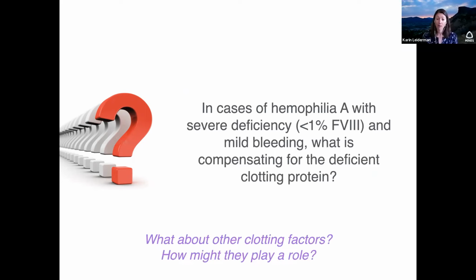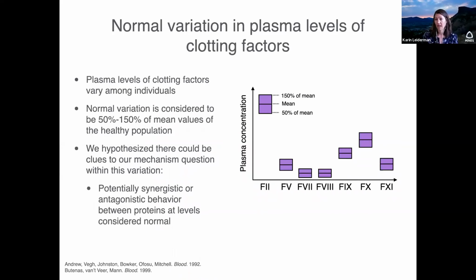And so we wanted to ask the question, well, what about other clotting factors? What's going on with the other clotting factors, and how might they also be contributing or playing a role in this variability? So let's talk a little bit about normal variation of other clotting factors in the body. It's well known that the plasma levels of clotting factors vary among individuals. The variation that's considered normal and still healthy is a range between 50 and 150% of the average value of the healthy population. So I've created a little schematic here on the right.